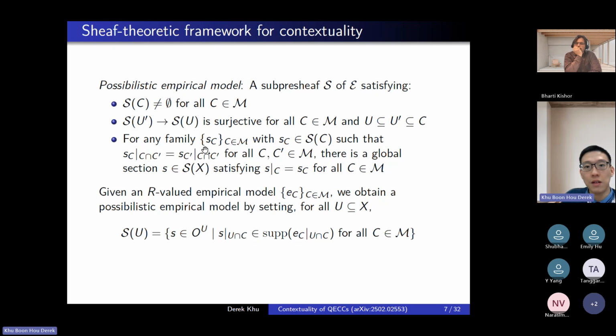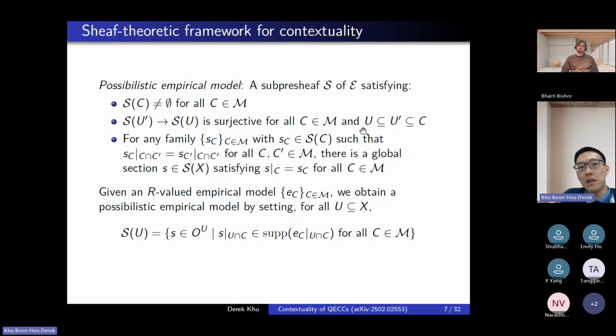And finally, there's this condition where if we are able to consistently choose sections from all the maximal contexts, then we can glue them together into a global section. So it must be a consistent choice that agrees on the overlap. So for example, in the case of the Penrose staircase, you would not be able to do this because there is no way to assign consistently all the heights such that they all agree on the overlaps. So it's very important that only if your family agrees on the overlap, then you can get a global section. So these are the three conditions that we need to be a probabilistic empirical model.